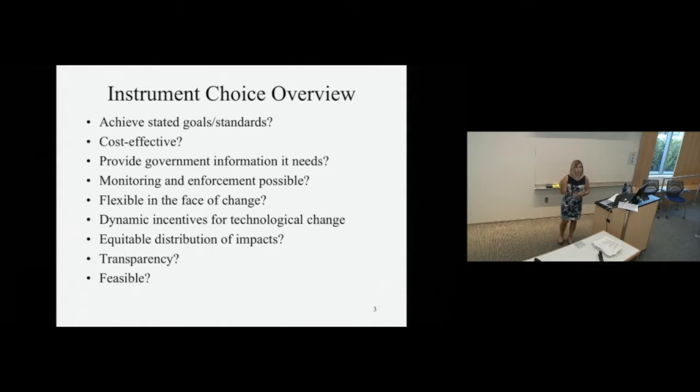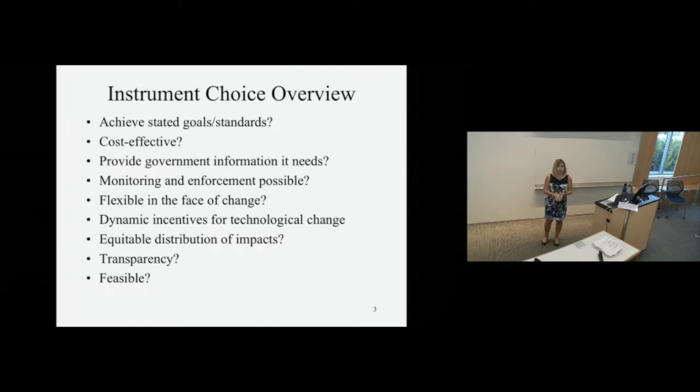If you have resource stocks that are changing at a more rapid rate than the rate of government working, you want policies that are more flexible and easily adaptable to the situation. You might also want dynamic incentives for technological change. So technology R&D could reduce costs of abatement, reduce compliance costs. So we might want to incentivize firms to engage in technological change and advancement to make everyone better off.